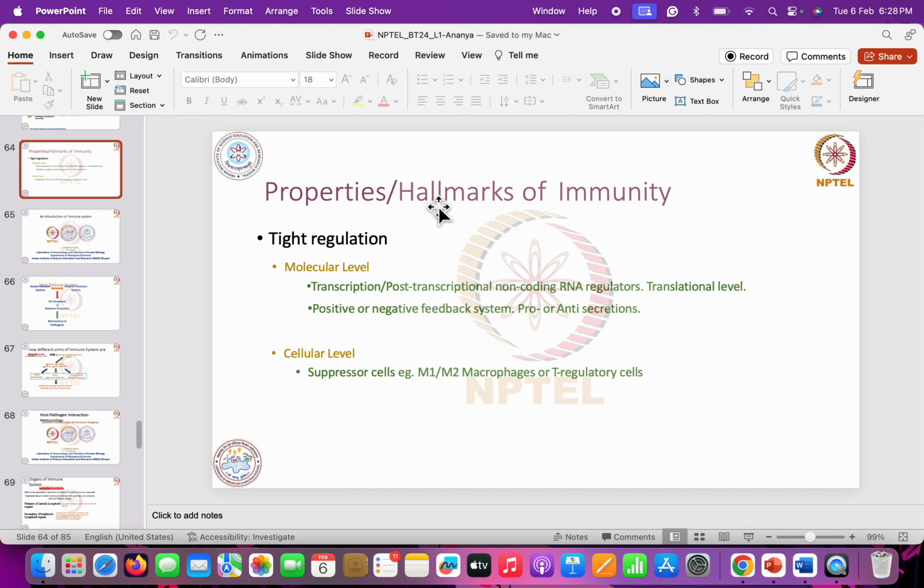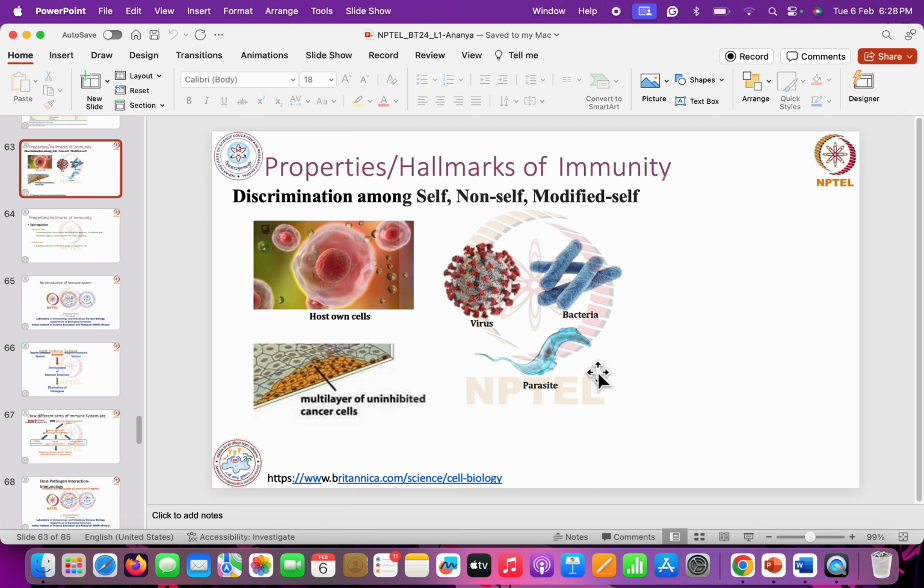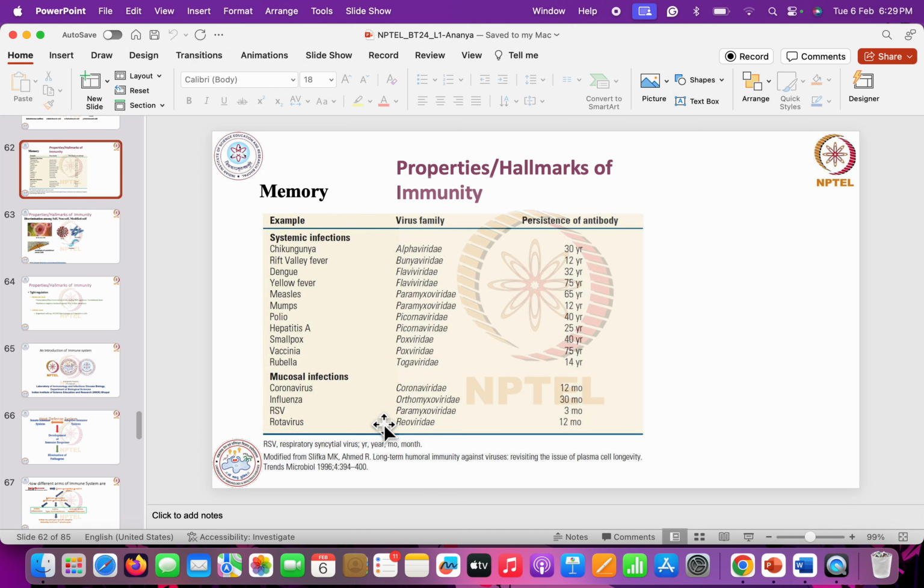Properties and hallmarks of immunity: you have to remember the tight regulations. At molecular level, regulation is transcriptional, with non-coding RNA regulators. At translational level, positive or negative feedback systems, pro or anti secretions. Cellular level, suppressor cells, for example M1 or M2 macrophage or T regulatory cells. Another hallmark is discrimination among self, non-self and modified self. Modified self means uninhibited cancer cells.